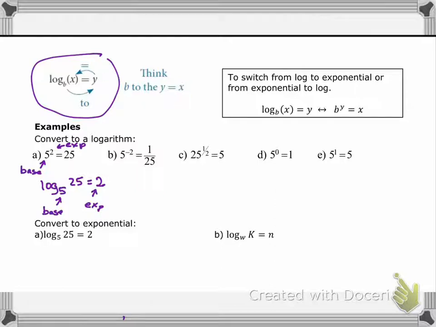Next one. What's the base? The base is 5, so we're going to do log base 5. That number on the other side of the equal sign, that's what you're taking the log of. And remember, it always equals that exponent. So try the rest, pause it, and come back, and let's see what you did.